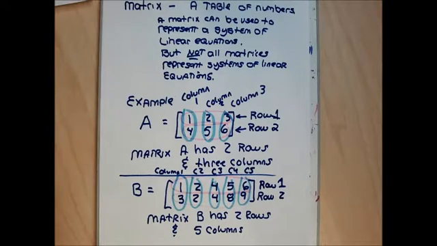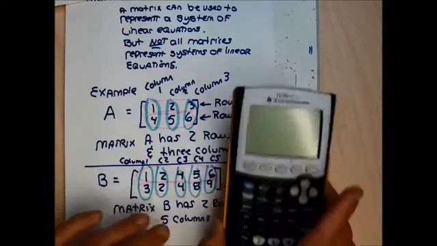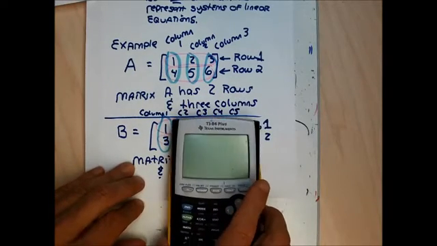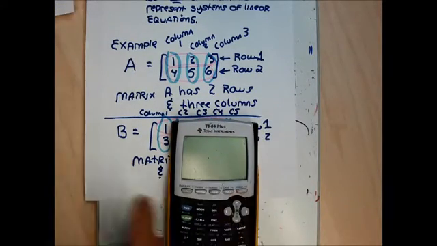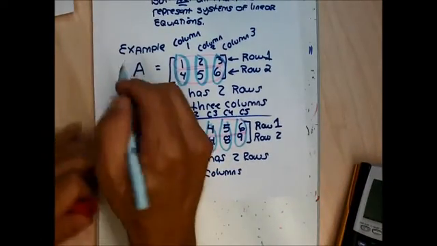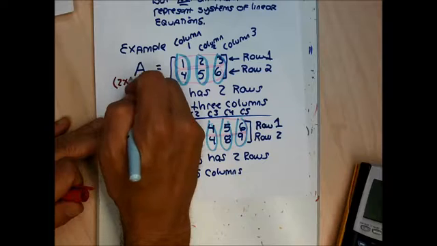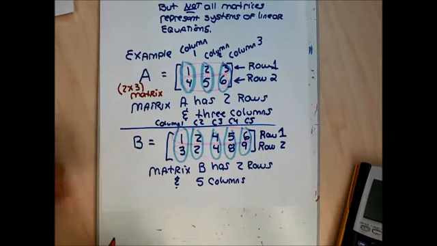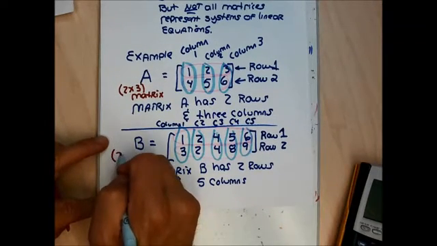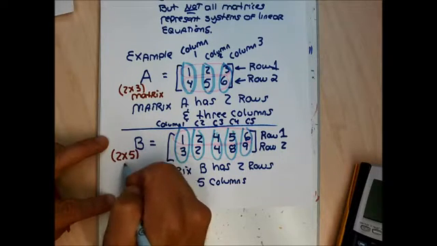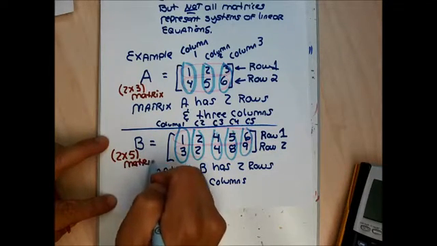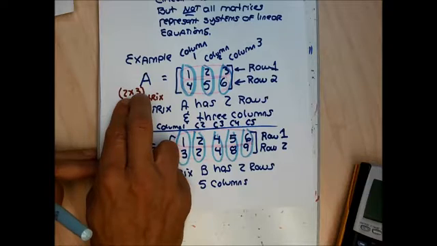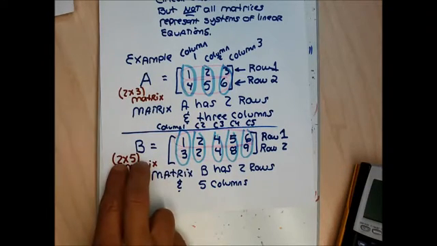We're going to need to enter matrices on our calculator, so let's learn how to do that. Matrix A has 2 rows and 3 columns, so we say matrix A is a 2 by 3 matrix. Matrix B has 2 rows and 5 columns, so we say matrix B is a 2 by 5 matrix. When we enter a matrix on our calculator, we need to know its dimensions. The dimension of matrix A is 2 by 3, and the dimension of matrix B is 2 by 5.